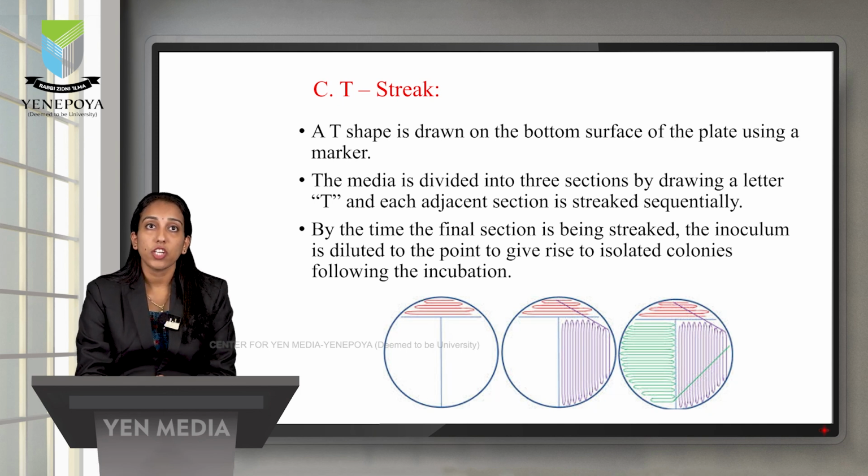In the first section we will be streaking, then from that first section to the next, and from that one to the other section. So we will be streaking 3 sections successively. This is about the T streaking.